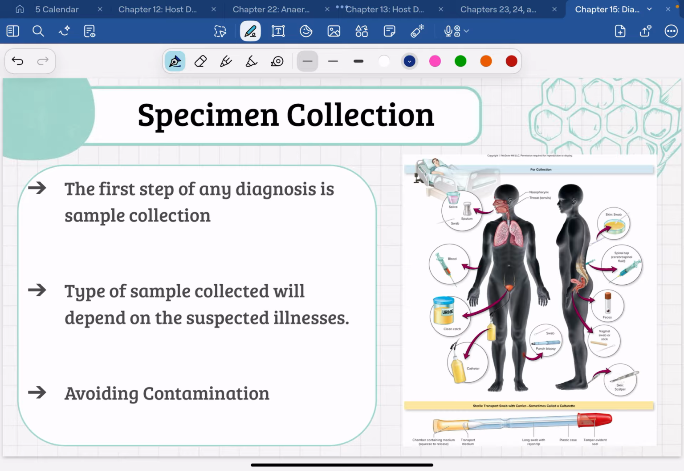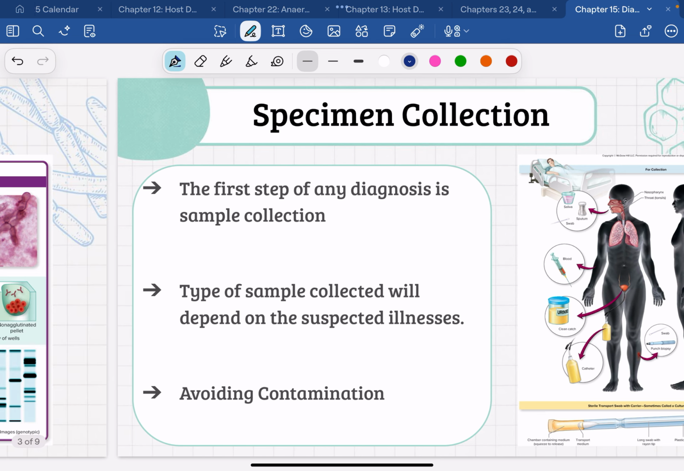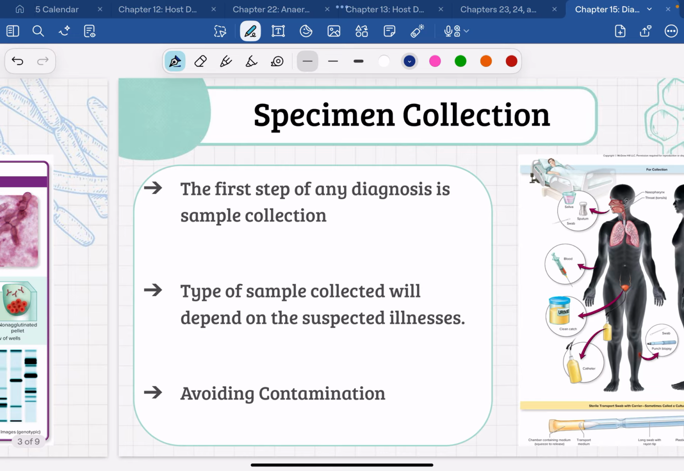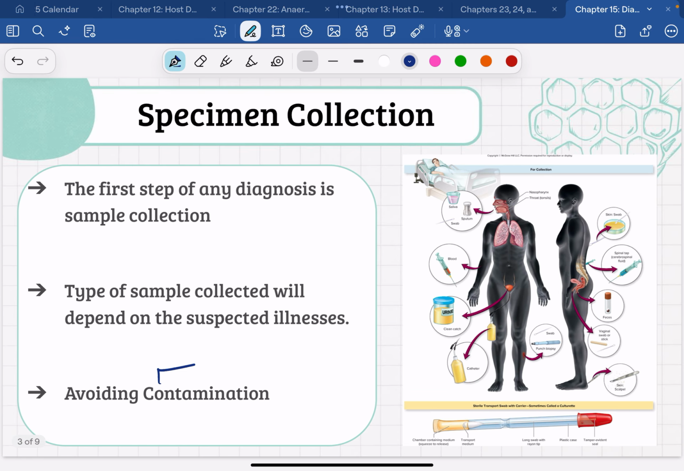However, something that all specimen collections have in common is that one of the most important pieces of specimen collection is avoiding contamination. Specifically, avoiding contamination of that patient's normal flora. So remember, when we are collecting a specimen, we are trying to diagnose an infection. And the best way to do that is to not collect that patient's normal flora, right? We don't care about their normal flora. We care about the disease that's being caused.